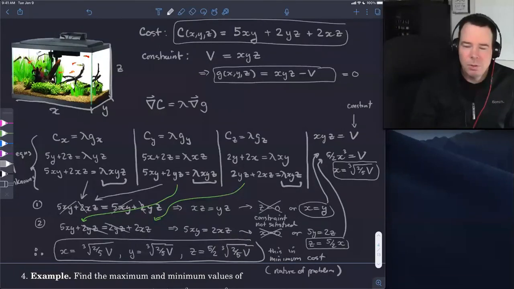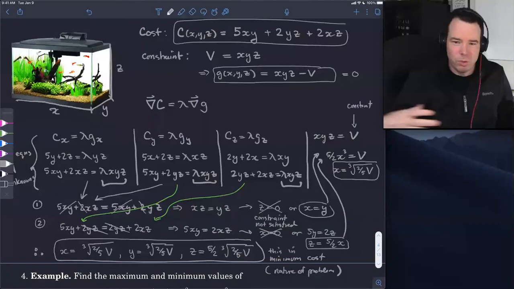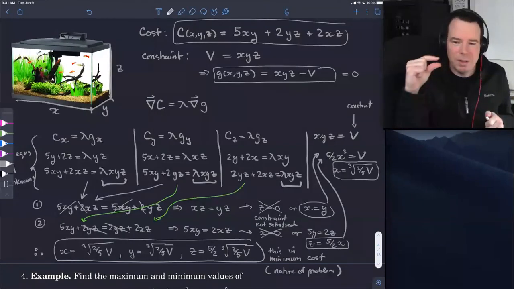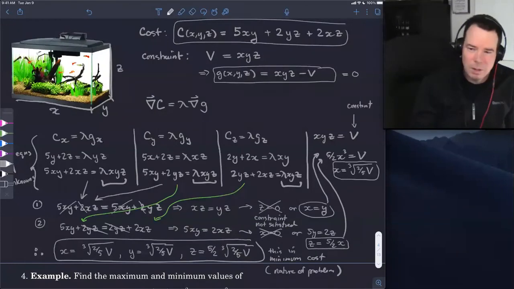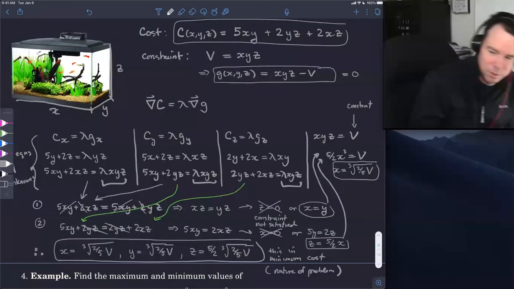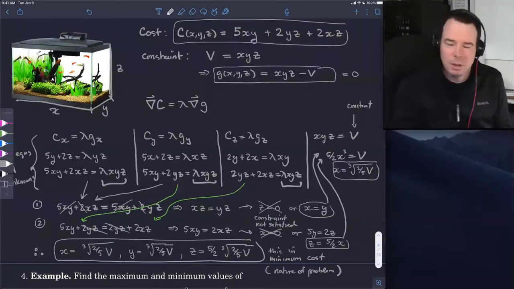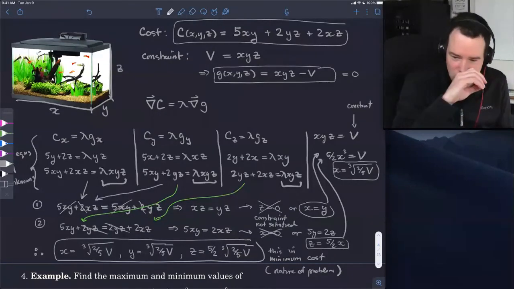How do I know that I can still make a tank? Well, the constraint just tells me that z has to be v over xy. So z is going to be really small. So it's going to be a tank that's got a really wide base, but is really short in height. Those exist. Those are at the extreme of the ones I want, but those are ones with really high cost. So I know that the critical point that I find has to be a minimum, because I can make the cost as high as I want. So this has got to be a minimum cost. That's why I've referred to it as the nature of the problem. I don't really need to check that.